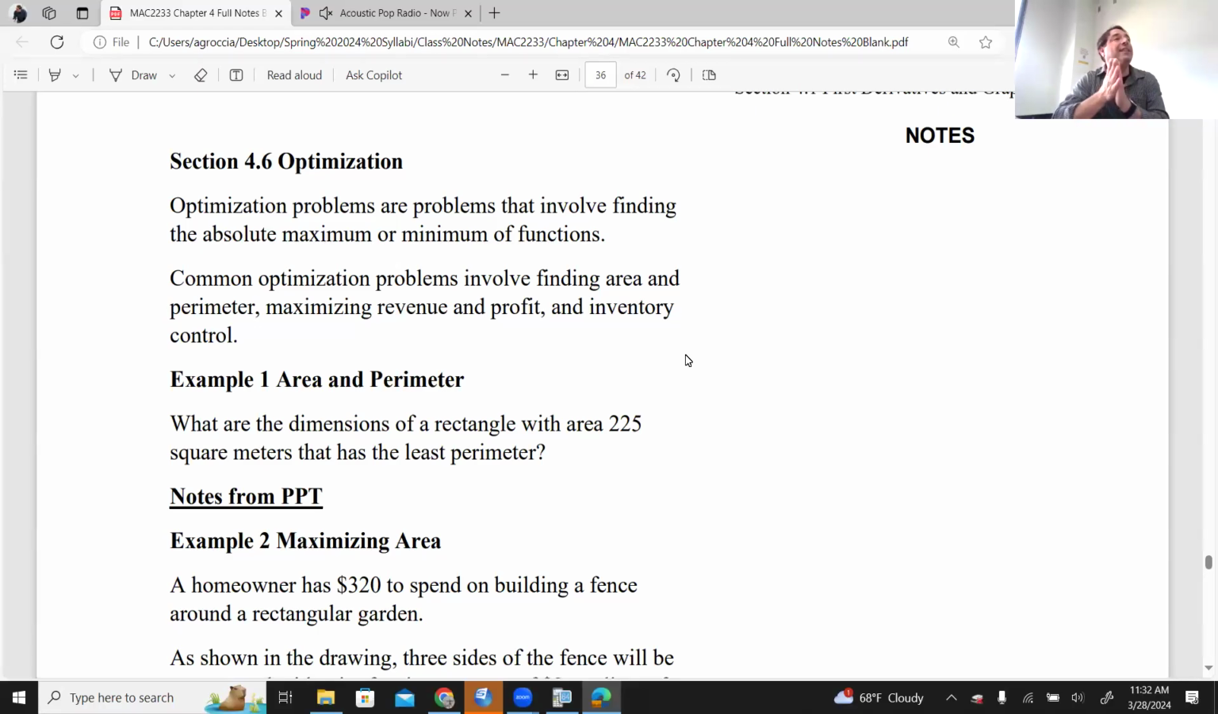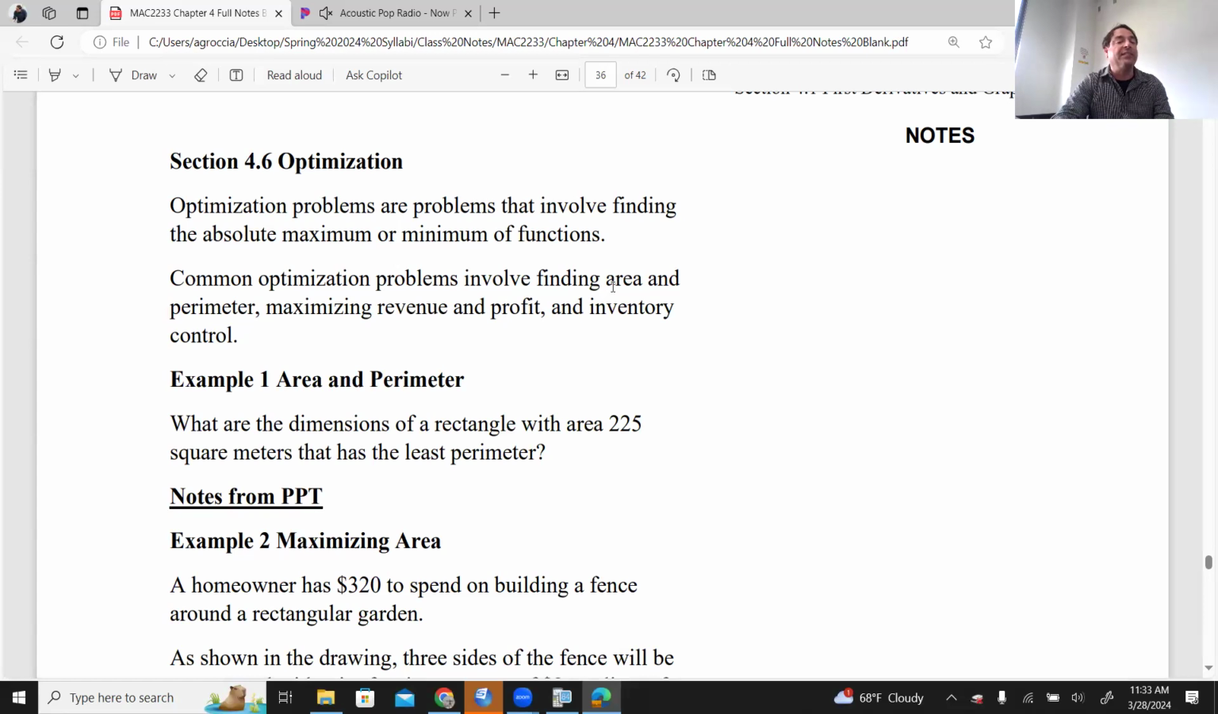All right, so we're at the last chapter, the last section in chapter 4, which deals with optimization. Optimization problems are problems that involve finding the absolute max or min of functions. Common optimization problems include finding area, perimeter, maximizing revenue and profit, and inventory control. Of all these problems, the ones that will probably make the most sense are maximizing revenue, maximizing profit, minimizing costs. There's that business aspect to it.